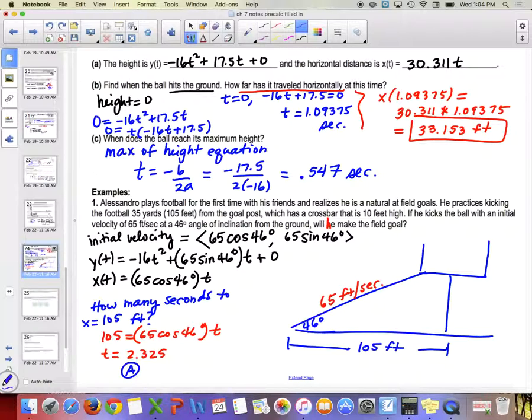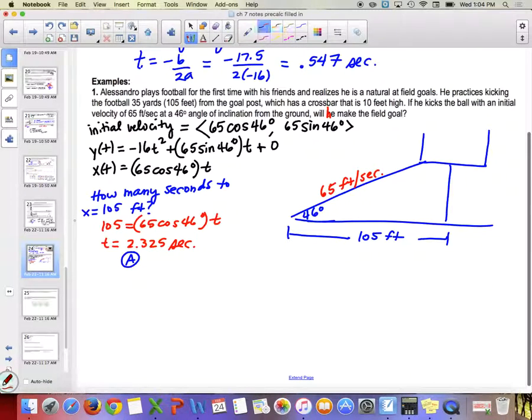All right, so we want to find out how high the field goal is at 2.325 seconds. So what do we do now? Plug it into the y equation. Yeah, plug it into the y equation. So you're going to have y of 2.325, and I went ahead and stored that number so I'm as precise as possible. So I'm going to write it as a. Do you guys all understand this notation when I write an a there? Do you remember doing that first semester?